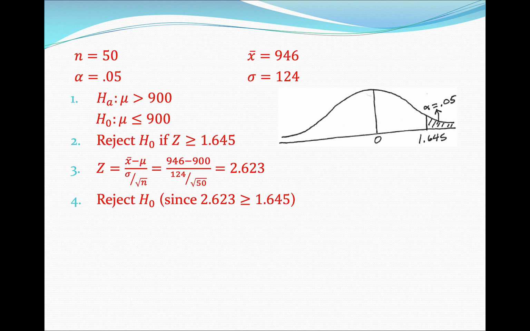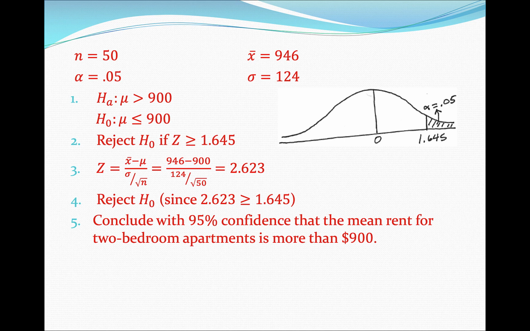Then our last step is our conclusion. So we just said we reject h naught. So when you reject h naught, that means that we can conclude that HA is true. So if h naught is false, the mean's not really less than or equal to 900, then we must be able to prove that the mean actually is greater than 900. So we can conclude with 95% confidence. It's 95% confidence because alpha equals 0.05, so make sure you include that. Conclude with 95% confidence that the mean rent for 2-bedroom apartments is more than $900. So your statement just needs to relate back to what you're trying to prove, and you just want to say here that we're able to conclude that with 95% confidence.